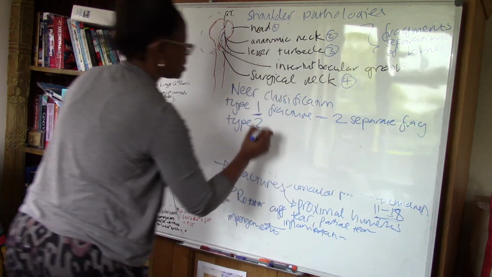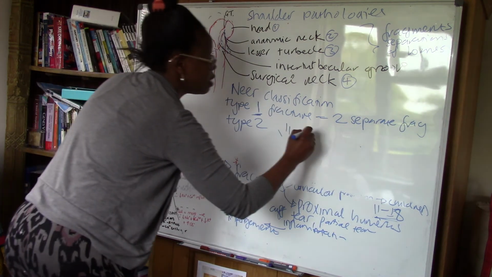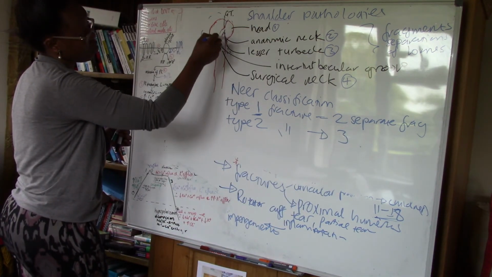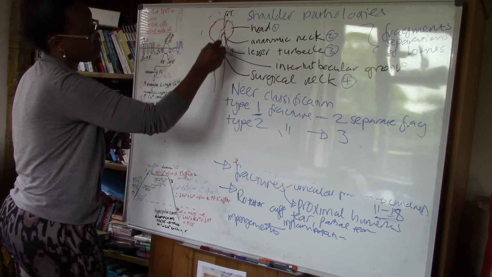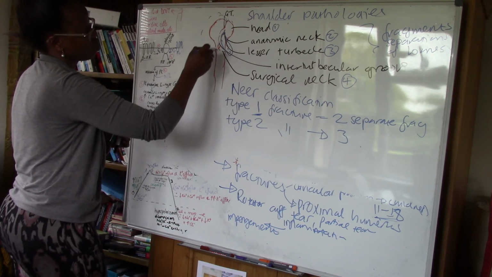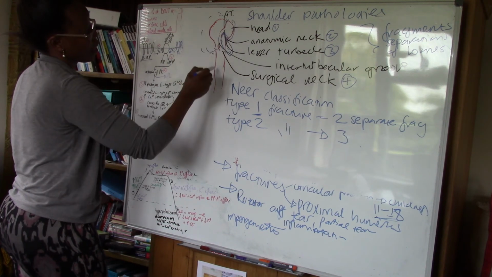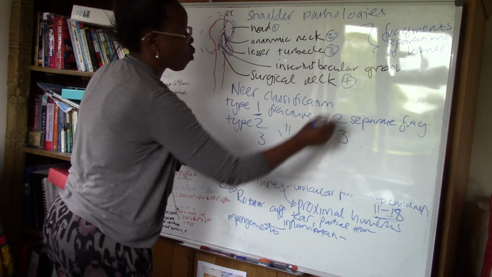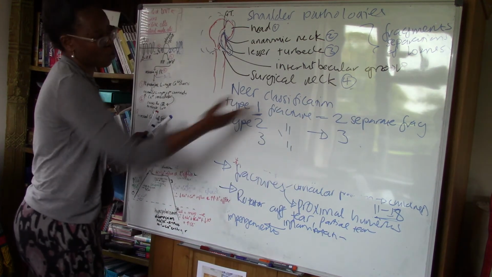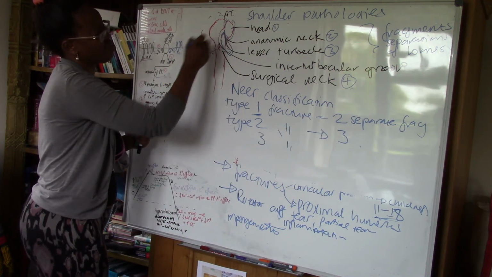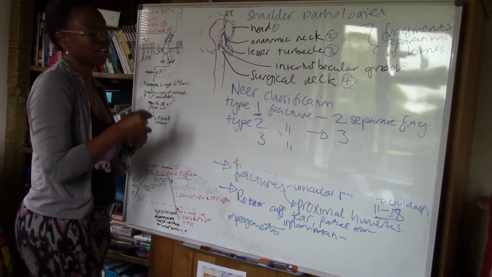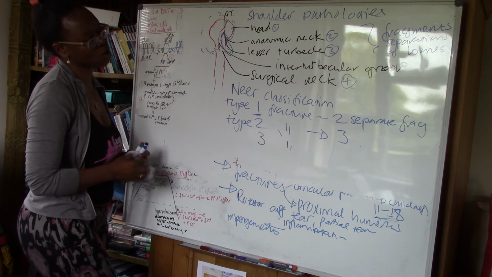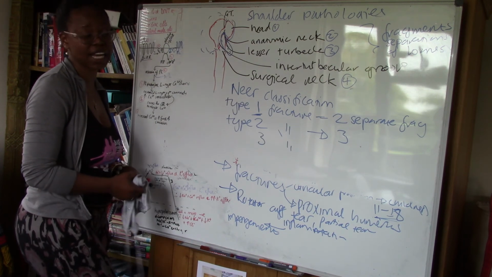fragments, whereas type 2 Neer fracture leads to 3 separate fragments, as in, we'll have 1, 2, and then 3. So type 3 again leads to 4, and then type 4 has more because it will have 1, 2, 3, all the segments breaking. And again, the management is based on where the fracture is.